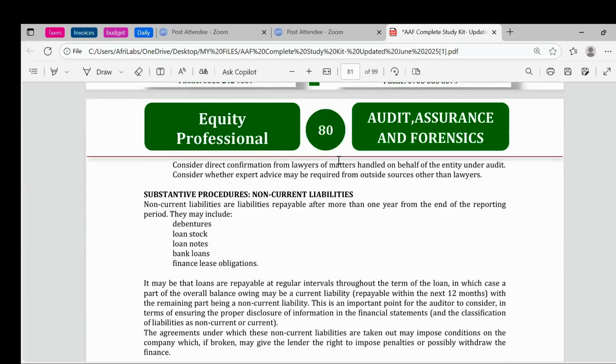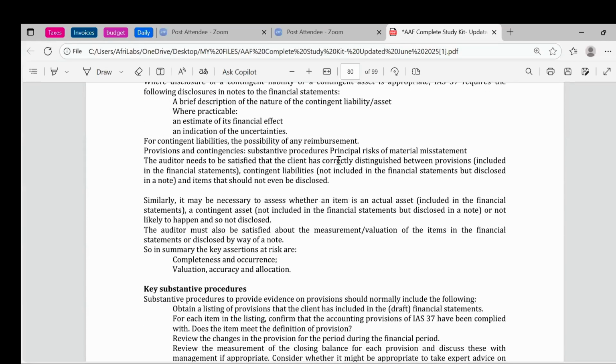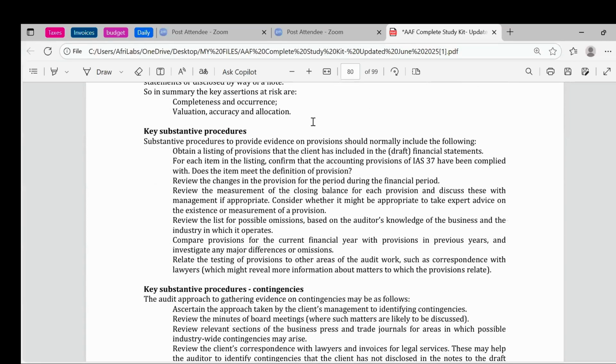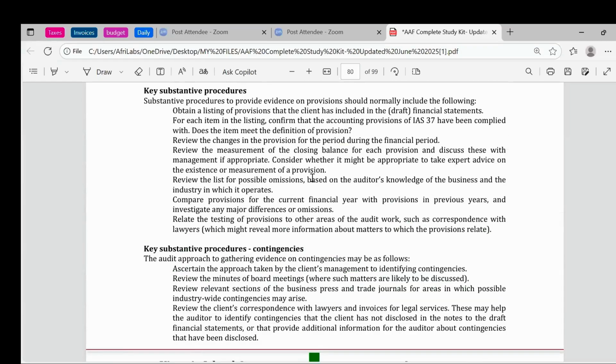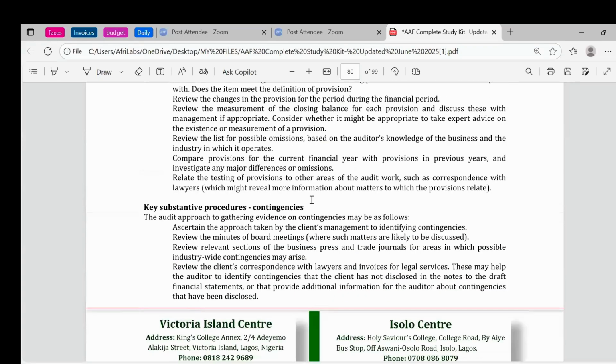It's not easy because you can get to the exam and then they're asking you for a substantive procedure that is not even very popular. Like, if they are asking for a substantive procedure for contingency, the first problem is if you don't know what a contingency is. So IAS 37, anything that is a contingent asset or a contingent liability. A contingent asset is an asset whose recognition is based on the occurrence of an uncertain future event, which is not even fully under the control of the entity. So that's what contingency means.